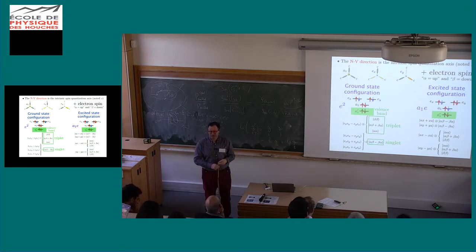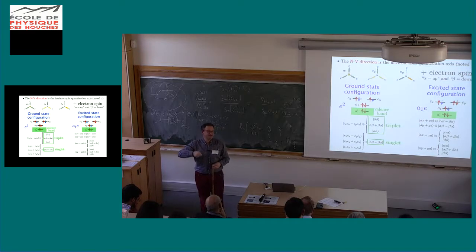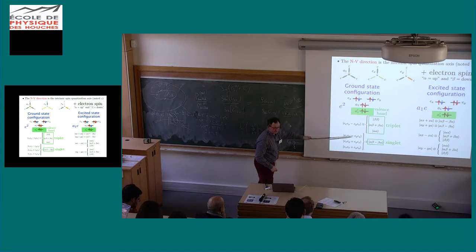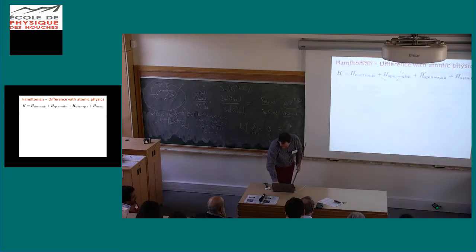the triplet structure associated to spin S equal 1, and on the other side, the singlet structure associated to transitions that will be between states of spin S equals 0. And this is exactly what I have here. And I have the same again for the excited state configuration.